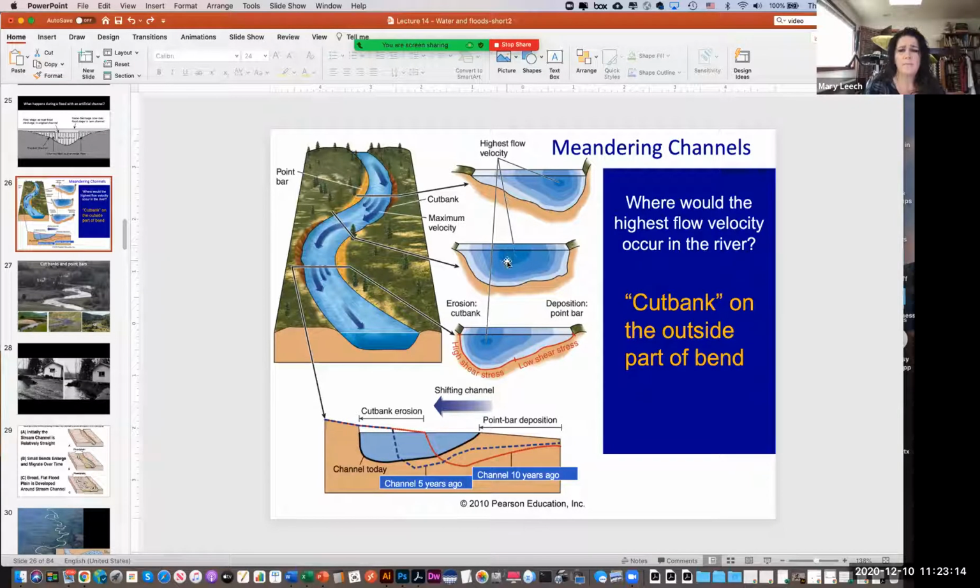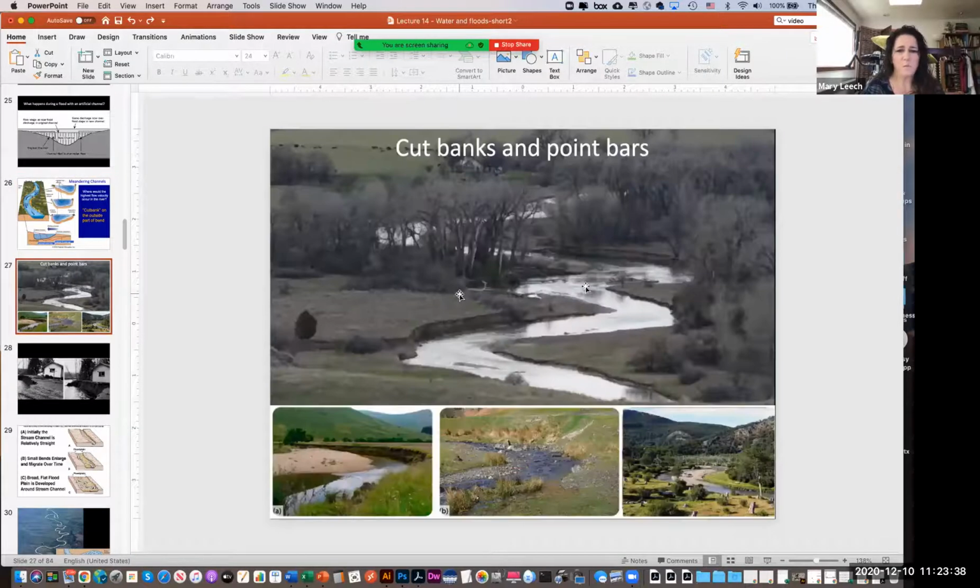I guess that's near the surface as well. Don't worry about the rest of it. I've explained all of that already. The outside of the curve is given the name cut bank, and it is what it sounds like. It cuts into the sediments on that side. It's erosive, and it's also the fastest water.